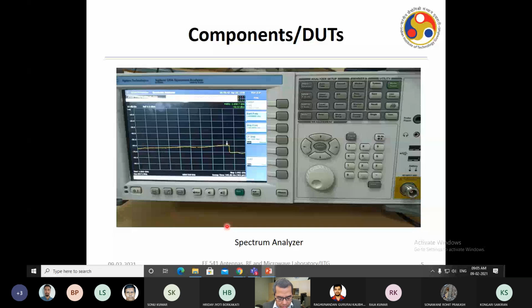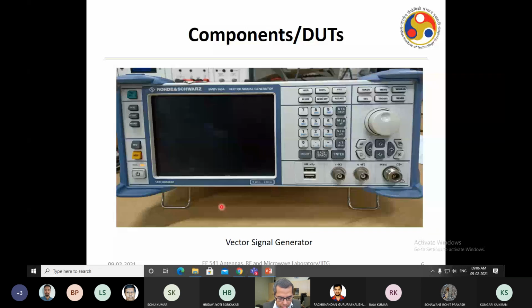Then you also have a signal generator. From there you can send the source. Antenna is a passive device, it needs a source. You can send the source at different frequency by setting up here.